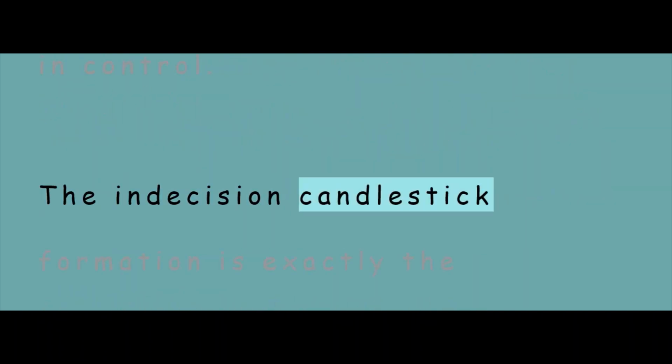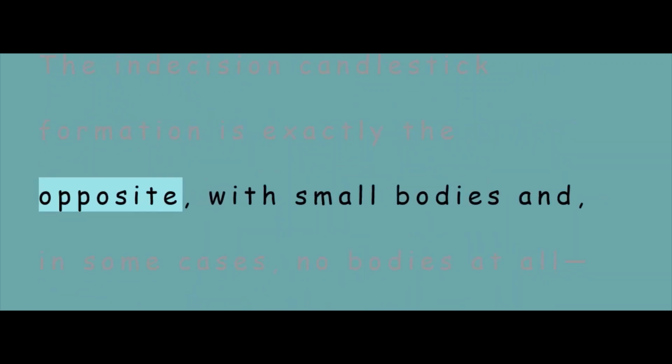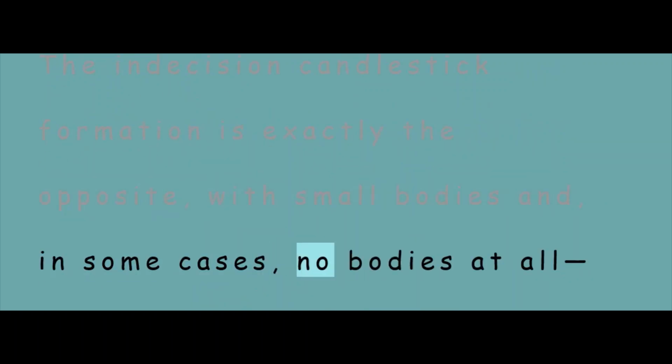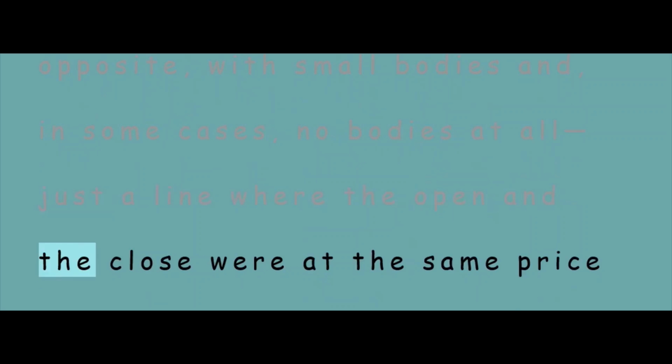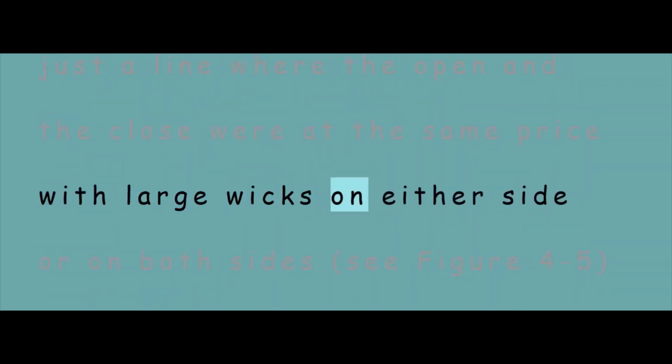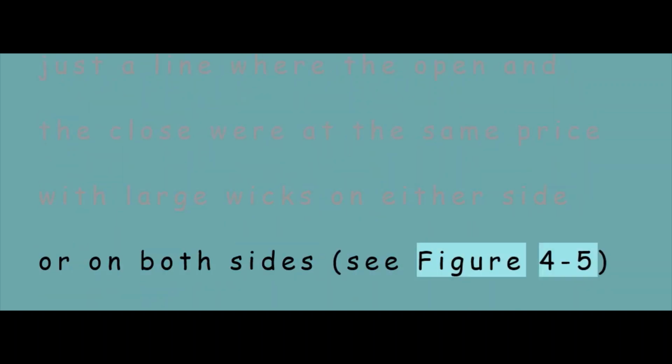The indecision candlestick formation is exactly the opposite, with small bodies and, in some cases, no bodies at all, just a line where the open and the close were at the same price, with large wicks on either side or on both sides. See figure 4.5.